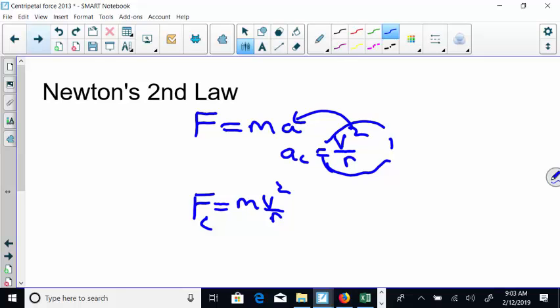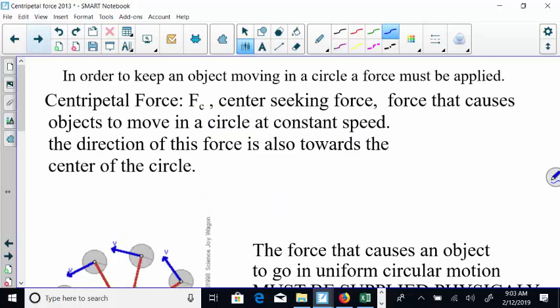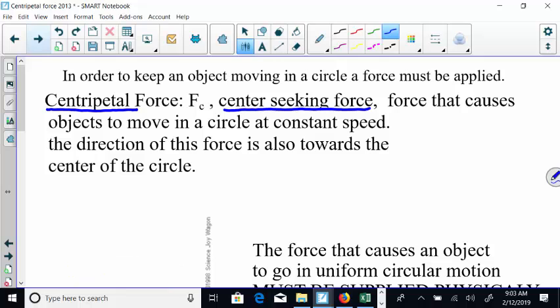Okay, now, notice the language here. It is centripetal force, not centrifugal. There is a difference in those two terms. Centripetal force is a center-seeking force, and it is actually the force that causes objects to move in a circle. And the direction of this force is also towards the center of the circle.